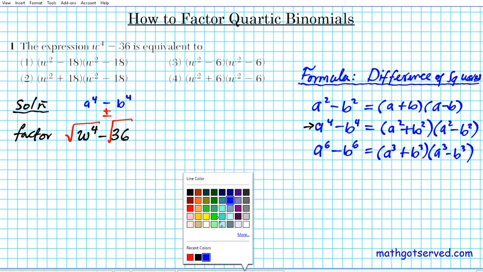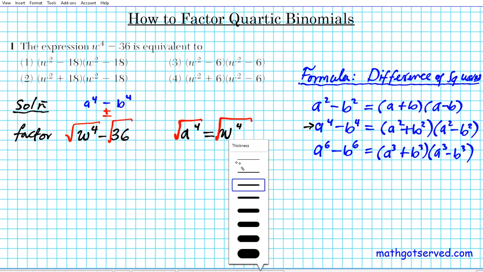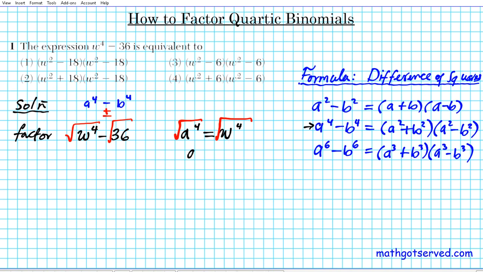Okay, so we have the first term, which is a. So a to the fourth is w to the fourth. To get what a is, we simply take the square root of both sides, and that will yield a squared. Remember, when you root, you divide the power by 2. So a squared is going to be w squared. That's the result of rooting w to the fourth.